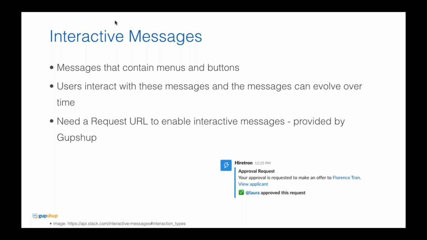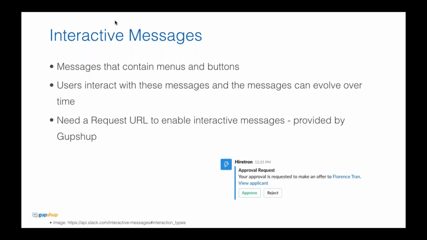A lot of times it's just easier to interact via a button or a menu within a messaging app. The great thing about the interactive message on Slack is users interact with these messages, and the messages can actually evolve over time. For instance, if you see the GIF at the bottom of your screen, once the user hits approve, you can change that to, okay, XYZ has approved the request. One thing to note is you do need a request URL to enable interactive messages in your app or your bot. This is provided by Gupshup when you are integrating with Gupshup.